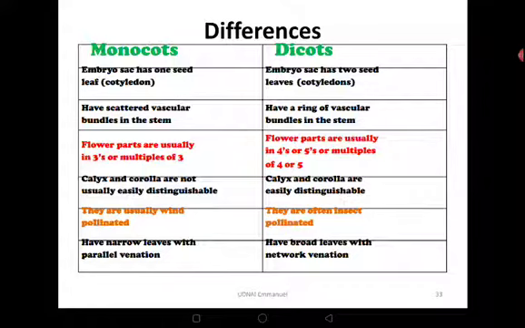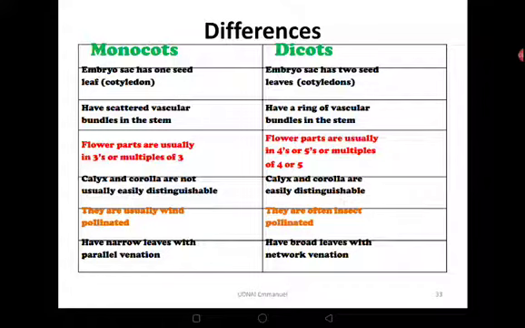In monocots, the flower parts are usually in threes or in multiples of threes. So if you look at the flower of guinea grass or of maize, you'll be able to count the petals and the other flower parts. They are always either 3 or 6 or 9 and so on. They are either 3 or in multiples of 3.